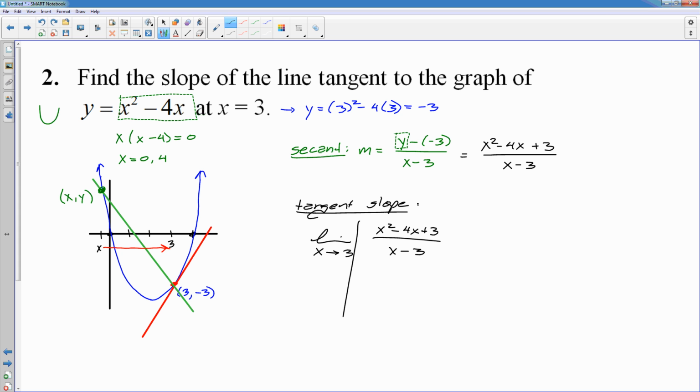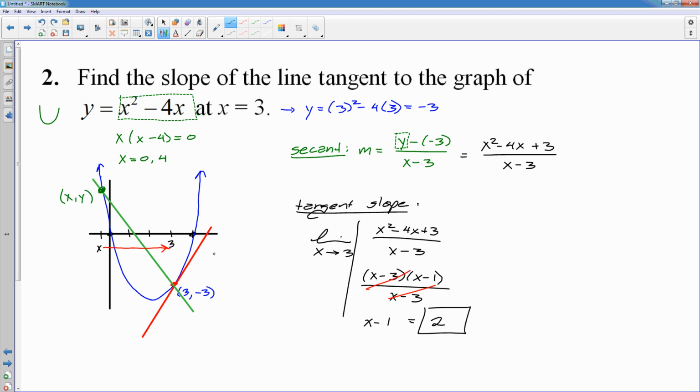And then we will factor, and then we'll plug in 3. So this factors to x minus 3, x minus 1, over x minus 3. The x minus 3's cancel, leaving you with only x minus 1. And then I can plug in 3. 3 minus 1 is 2. That is the slope of the tangent.